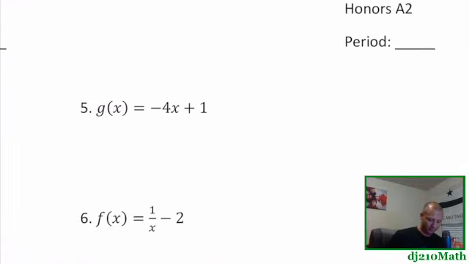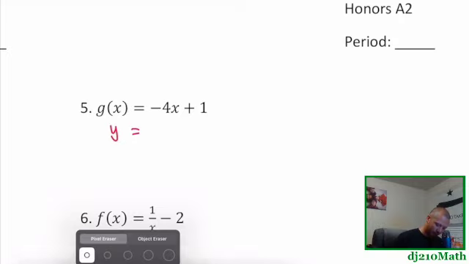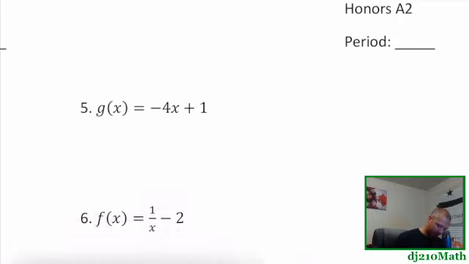g of x. So this is going to be y is equal to, actually, look at it like this. You always have to look for shortcuts, because otherwise you'll be here all night. So change g of x to y. Then you swap x and y. And then you isolate y.